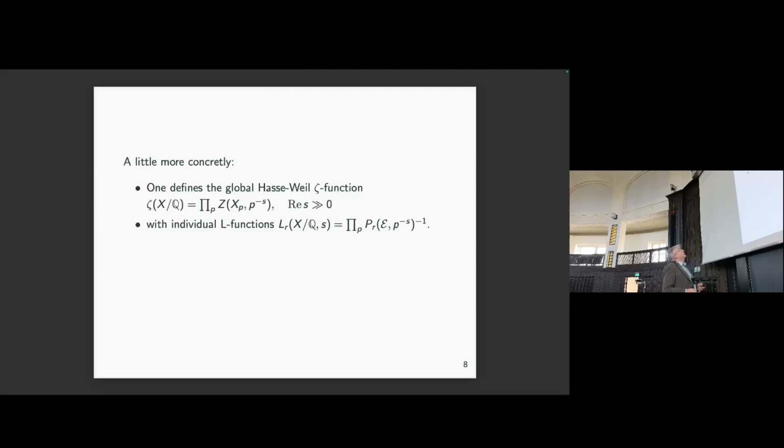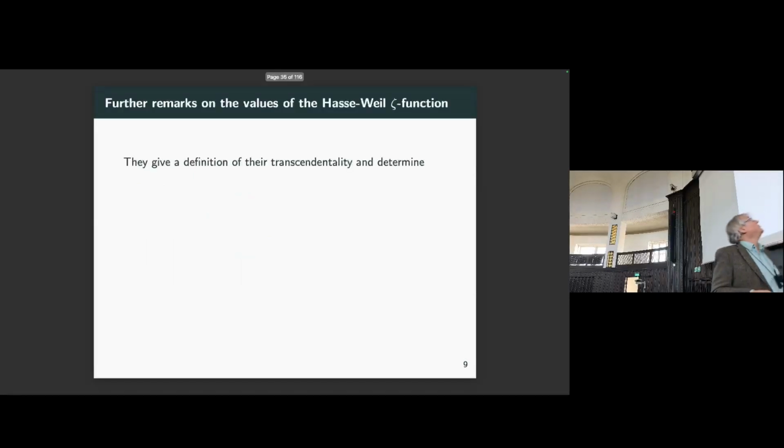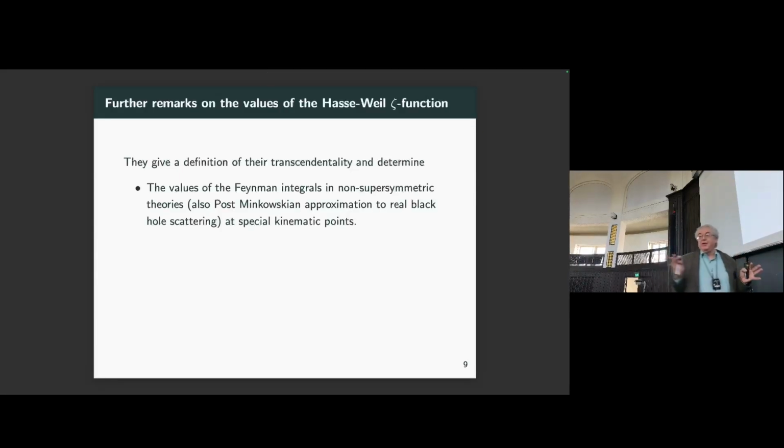So a bit more concretely, you can do this now for the whole Hasse-Weil zeta function. That's called the global Hasse-Weil zeta function. You get then individual L functions and the functional relation. That is actually very important to get the zeta function at values where it doesn't make sense, in order, for instance, to regularize the conformal field theory, the normal ordering procedure. This is also there for these guys. So they give these values of the zeta function. They give a definition of their transcendentality, and they determine many things. For instance, they determine Feynman graphs for non-supersymmetric field theories.